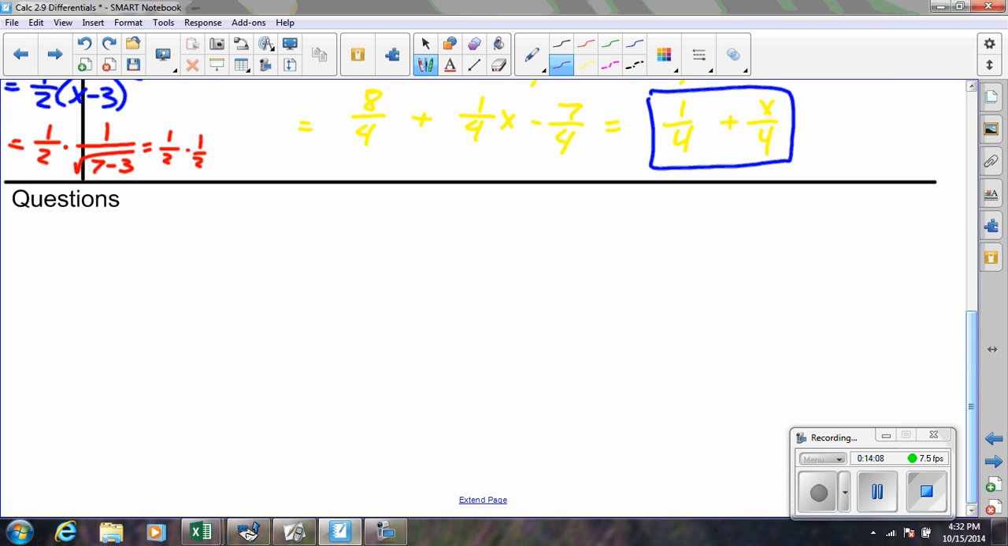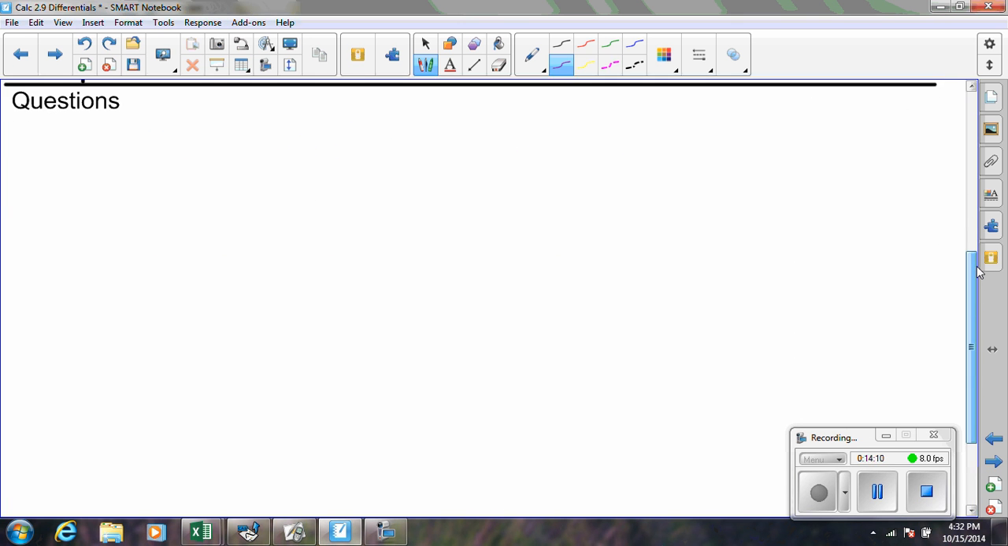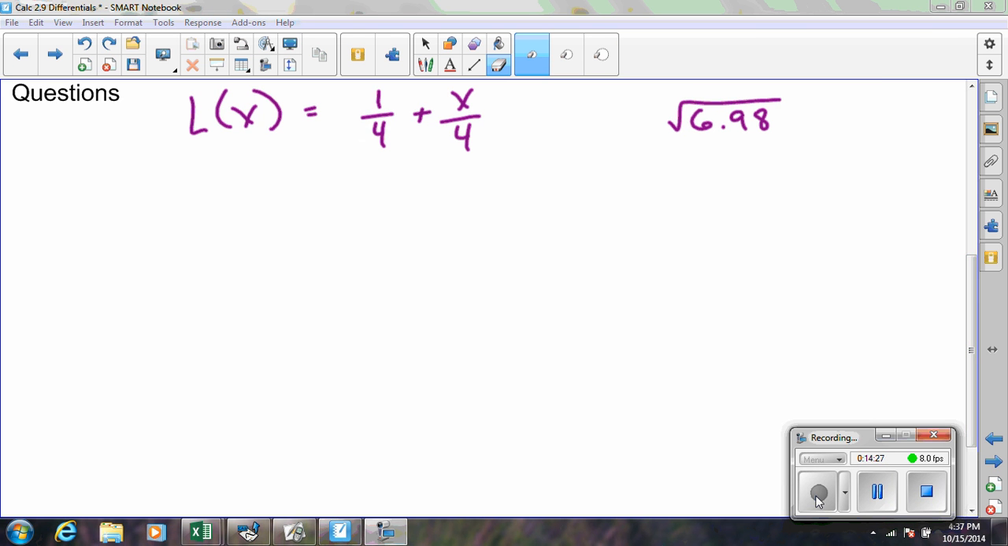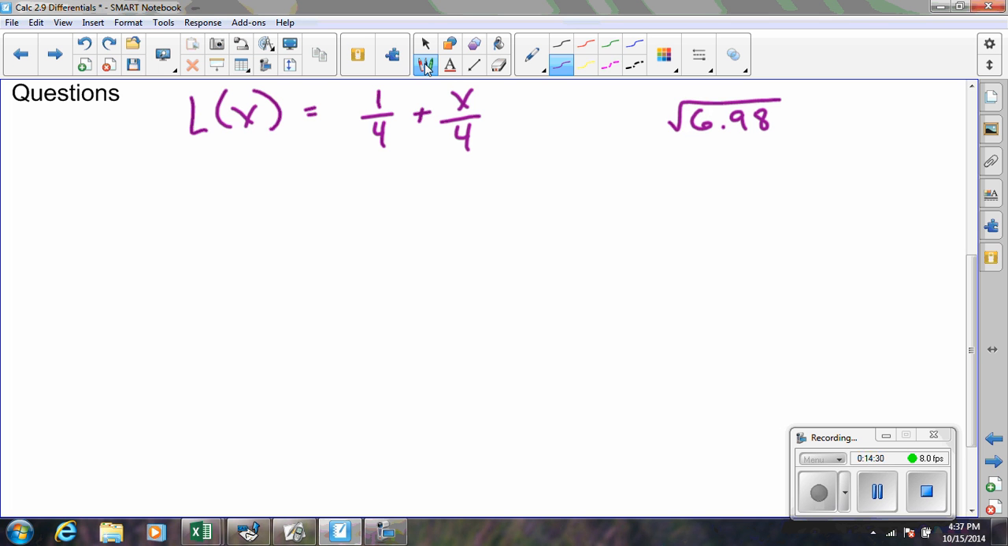So, with what we're trying to do, we have our linearization. L of x near a of 7 is 1/4 plus x over 4. And remember, we're trying to approximate the square root of 6.98. So we're trying to take advantage of the linearization of the function. The function, remember, was the root of x minus 3. When we're considering this, 6.98 is rather close to 7.